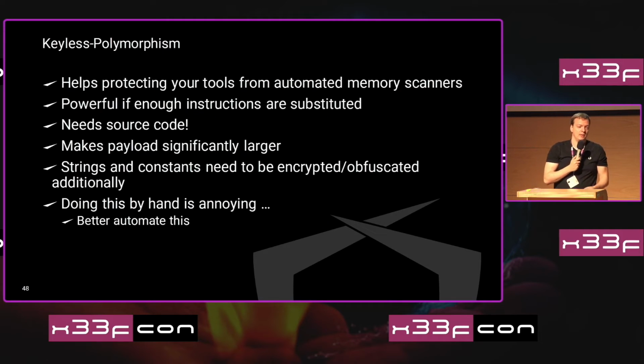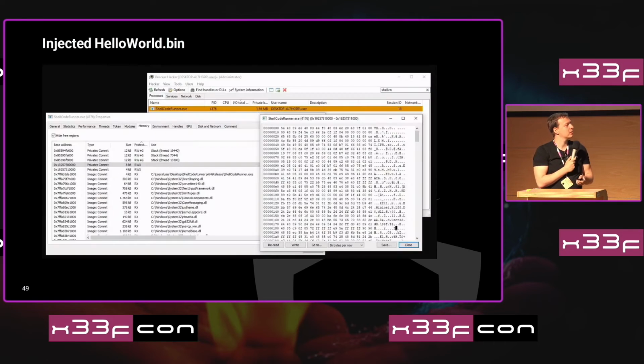I really like to leverage this technique to protect my tools from automated memory scanners, and it's quite powerful if enough instructions are substituted. You obviously need the source code for this, because otherwise you would be breaking relative jumps. If you consider this to be a problem, it makes your payload significantly larger. Also, you need to take into consideration that strings and constants need to be encrypted and obfuscated additionally, because this is not part of the polymorph process. Doing this by hand is really, really annoying, and you should automate this. I will later get back to how to automate this.